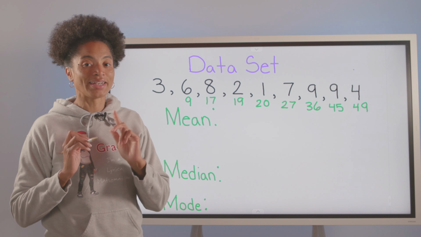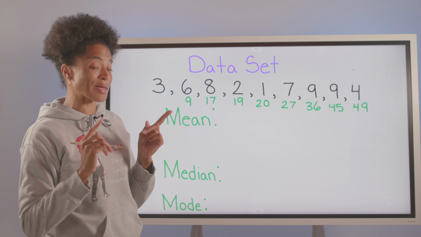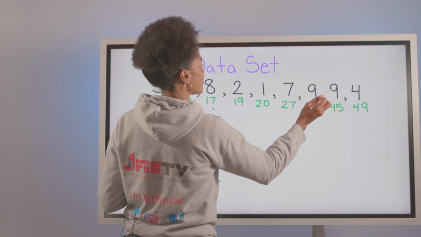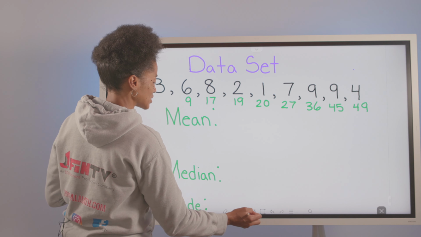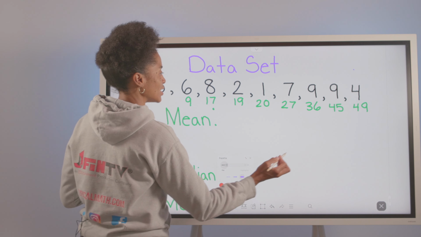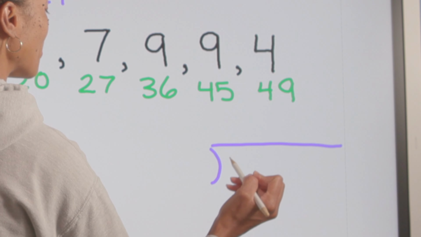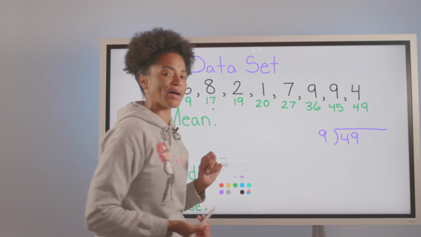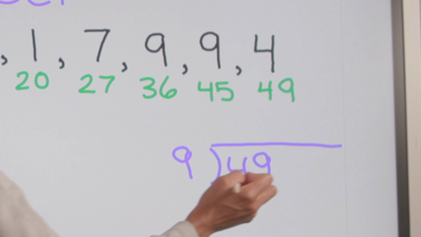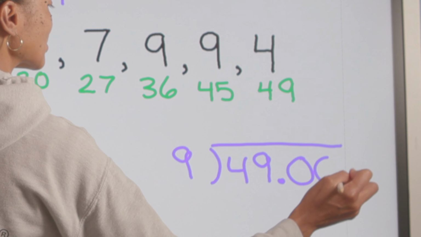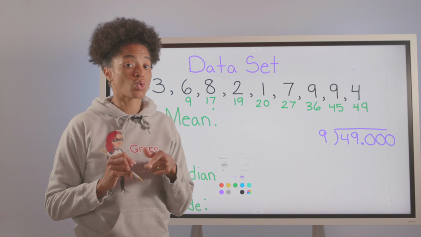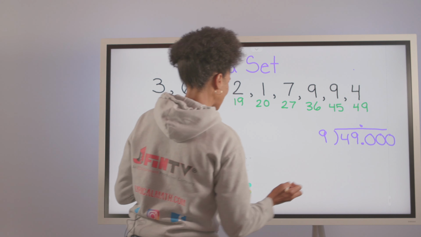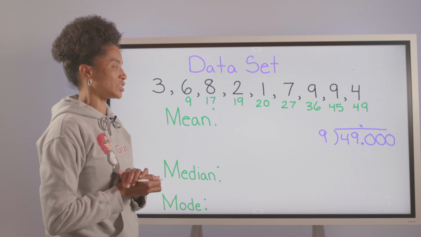That's our sum. Next, divide by the total numbers in my data. So we have a total of 1, 2, 3, 4, 5, 6, 7, 8, 9 data values. We want to set this up as 49 divided by 9. And inside here with my dividend, what should I put? A decimal and how many zeros? 3 zeros. Thank you. What should I put in my quotient right above the other decimal? Another decimal.